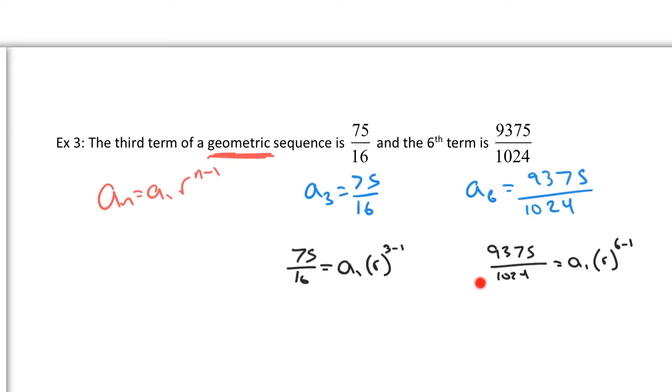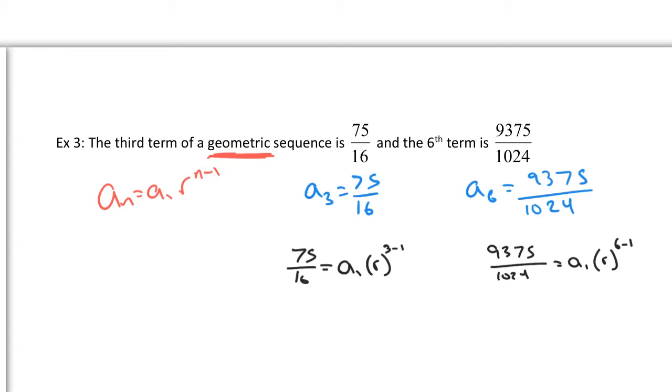And I can do the same thing with the big fraction there of 93,375 over 1024. And now basically I have a system. A1 and r are my two variables. So one way we could solve this system is basically dividing each equation by the other.